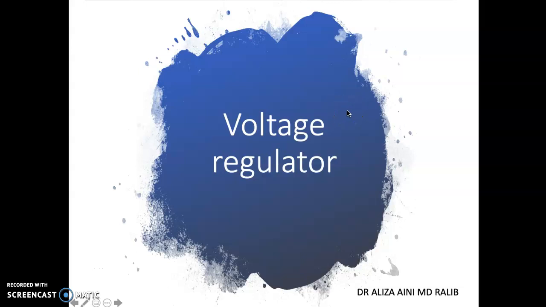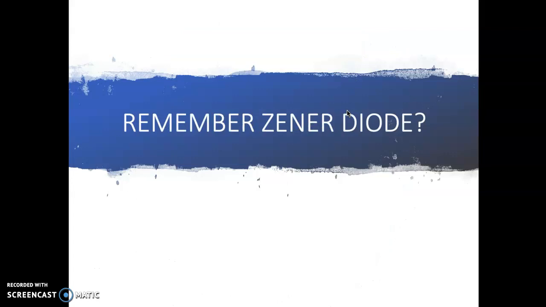So now let's continue on the next topic, which will be the last topic for chapter 3, that is voltage regulator. Inside your voltage regulator, we do have what we call a Zener diode. A Zener diode is a special type of diode.